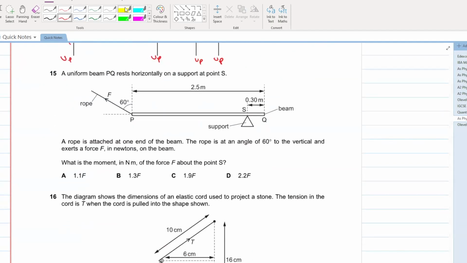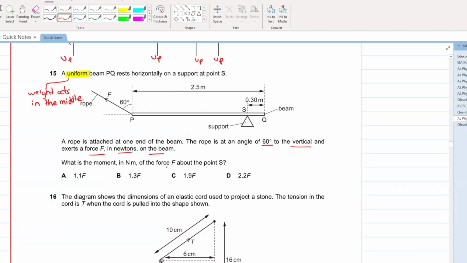A uniform beam. Now, what does the word uniform mean? In the previous class we discussed what uniform means. Weight acts in the middle. Simple. Beam PQ rests horizontally on a support at point S. Perfect. A rope is attached at one end of the beam. The rope is at an angle of 60 degrees to the vertical and exerts a force F in newtons on the beam.